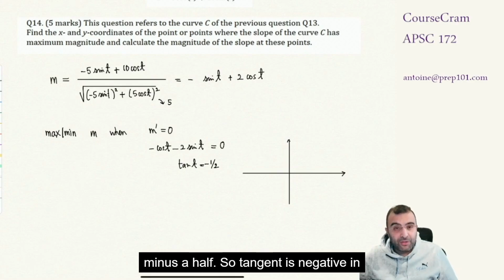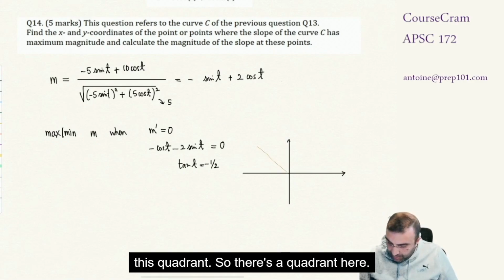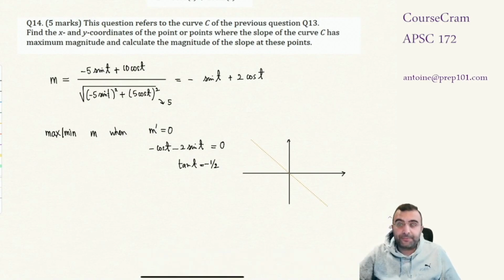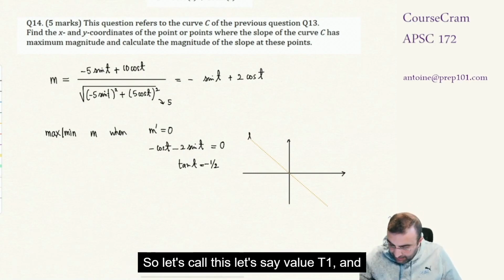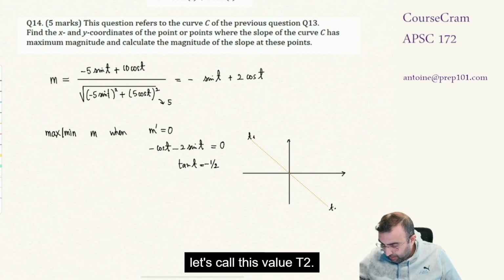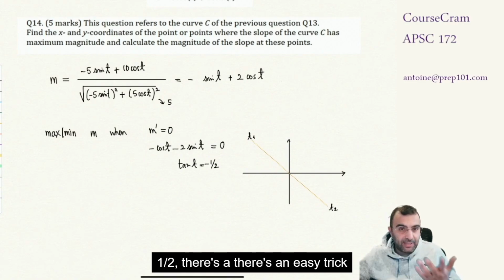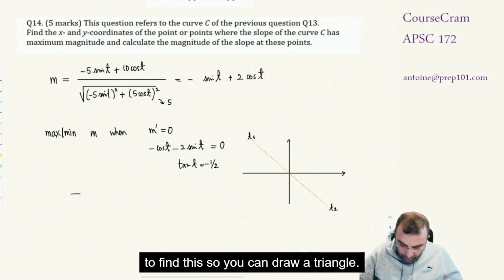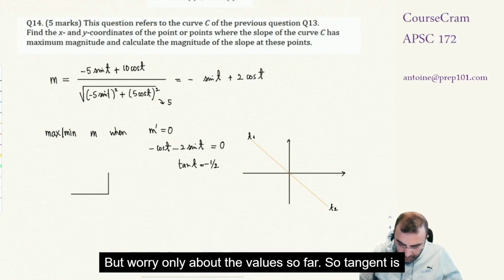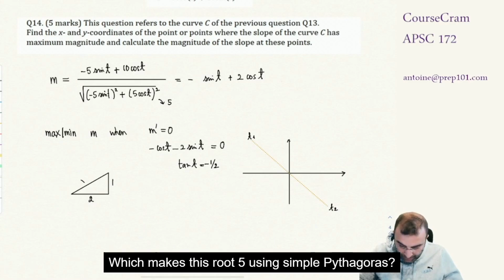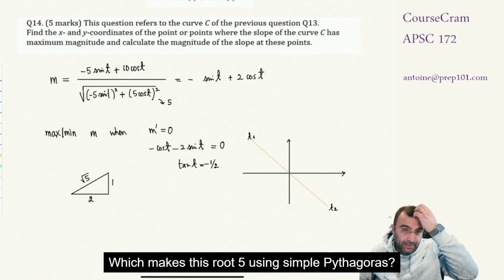So tangent is negative in this quadrant, and tangent is negative in this quadrant here. So let's call this value t1, and let's call this value t2. So if tangent is minus 1/2, there's an easy trick to find this. You can draw a triangle, right? Worry only about the values so far. So tangent is opposite over adjacent, which makes this hypotenuse √5 using simple Pythagoras.